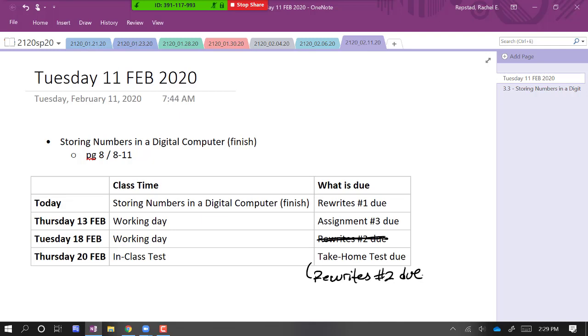So we're finishing chapter 3 today. We may or may not take the whole time. And then the next 2 classes are going to be working days. This Thursday, you might use it to either start the take-home test or continue working on assignment 3 that's due that day. And then Tuesday, the 18th, is another working day. We're not going to start a new chapter until we get back from break. Does anybody have questions they would like to ask before we continue chapter 3?